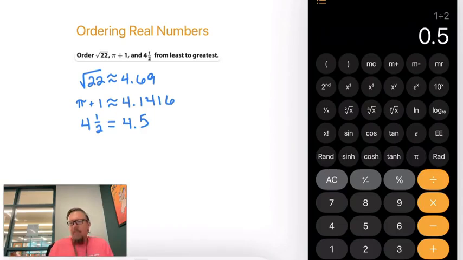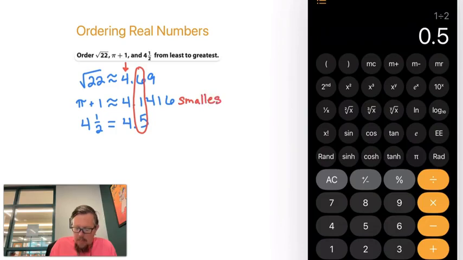Once they're written as decimals, it becomes pretty obvious what order they go in. They all start with 4, so that's not helpful. But if we look in the tenths column, it becomes clear. The smallest one is the one that has a 1 in the tenths column. That's going to be our first number, because we're going least to greatest. The second number is going to be this 4.5. And then our largest number is the one that has the 6 in the tenths column. That will be our third one.